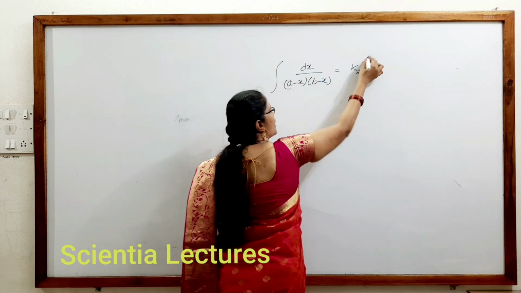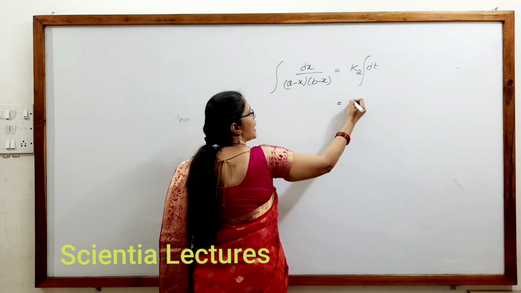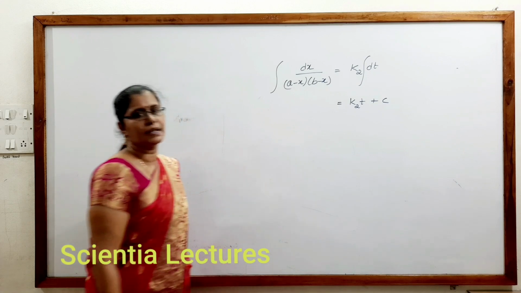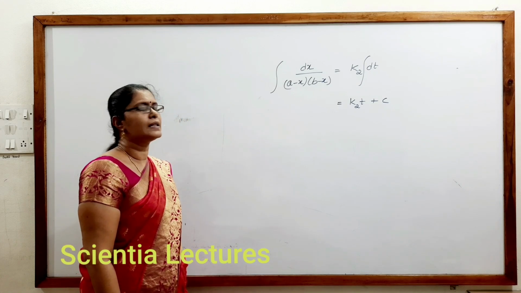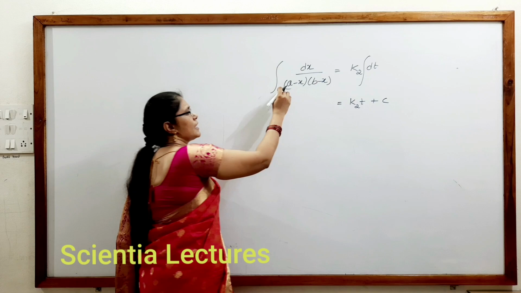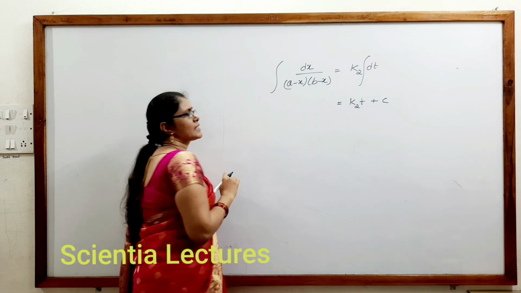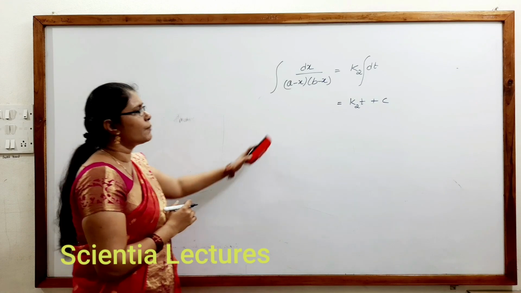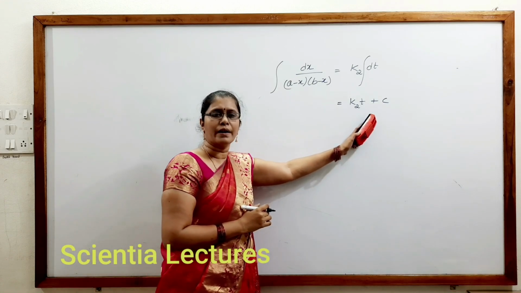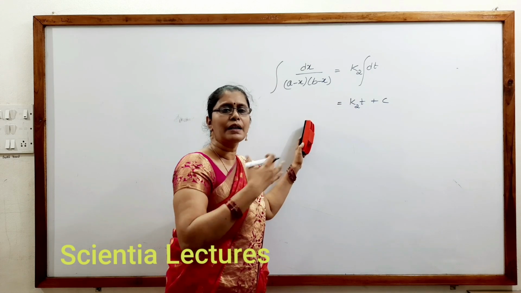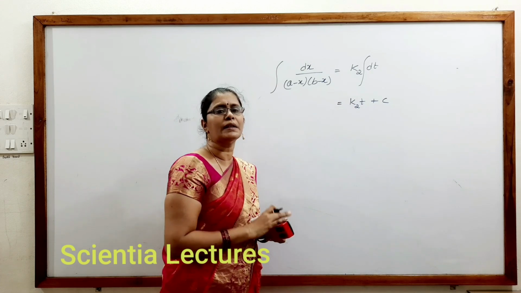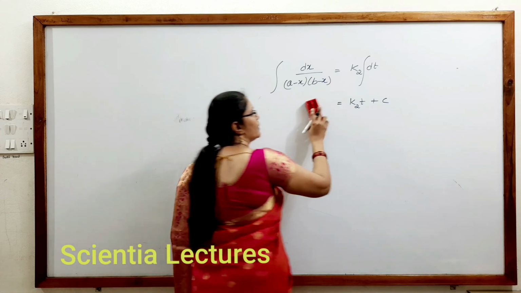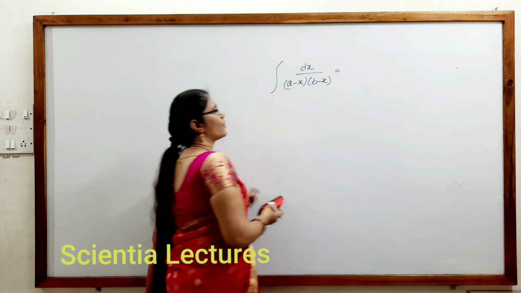Taking integrations on both sides. We know how to solve this RHS already, number of times we have solved it. Integration of k2 dt is k2t plus c. Now let us see how to solve the integration of the LHS, and then we will put both together. Remember, this is the integration on the RHS side. We will solve the LHS integration separately and equate both to get the rate equation of the second order reaction.